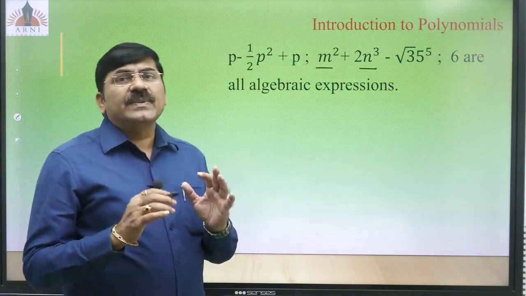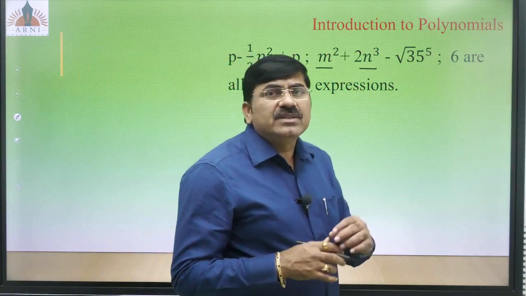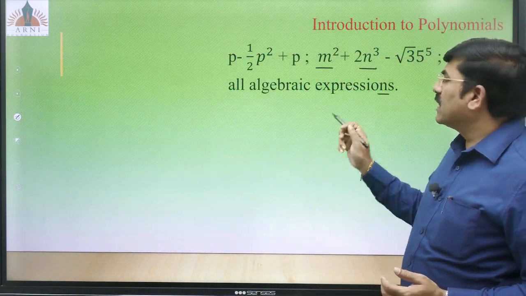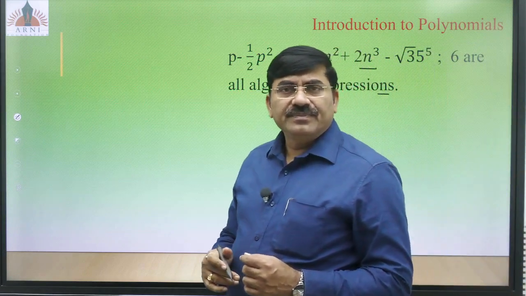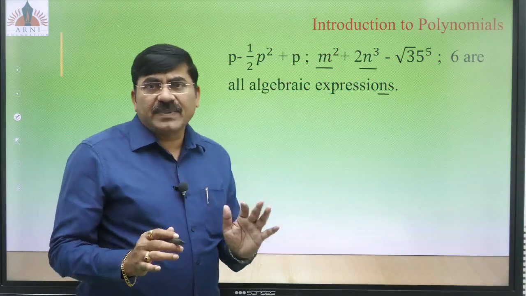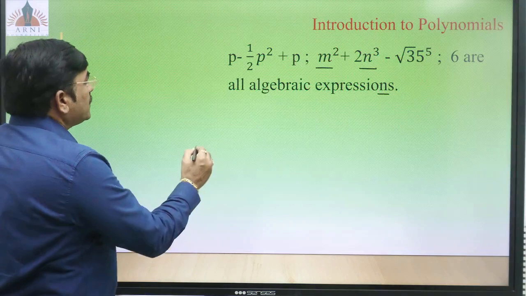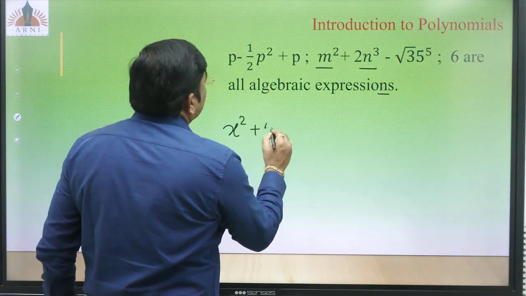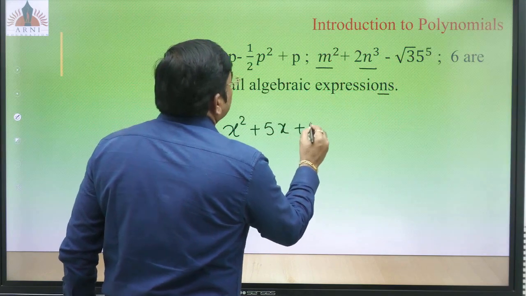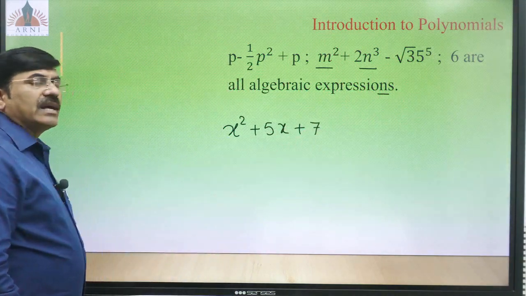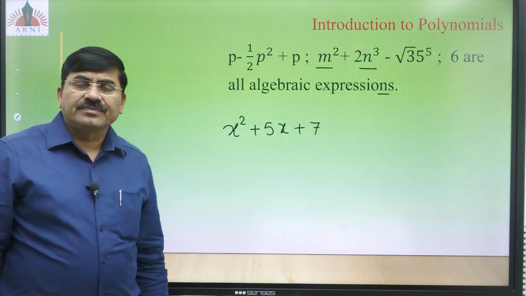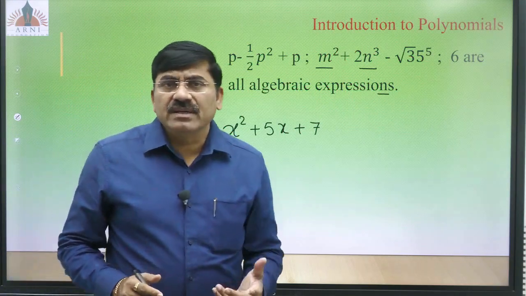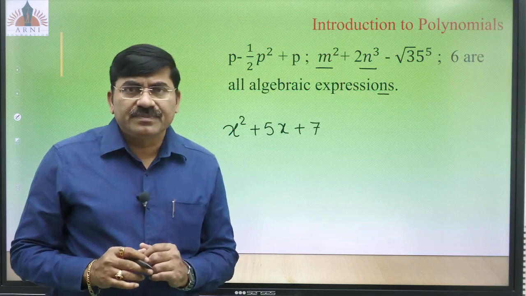So, expressions may be written in different forms with different letters, and these are called algebraic expressions. Any such expression, like x square plus 5x plus 7, is also an algebraic expression. Any number of terms written one after the other becomes an expression.